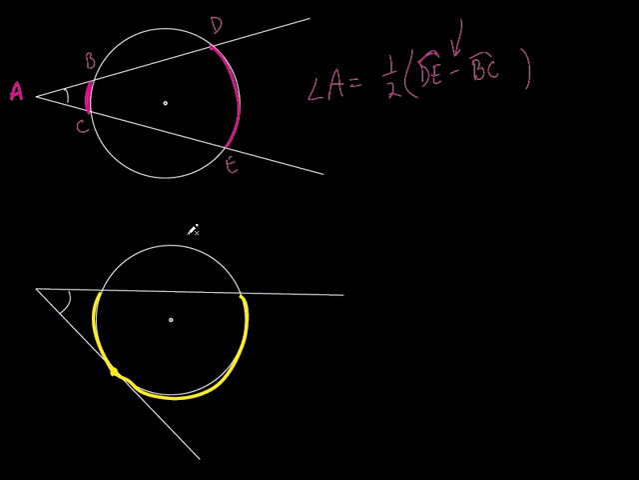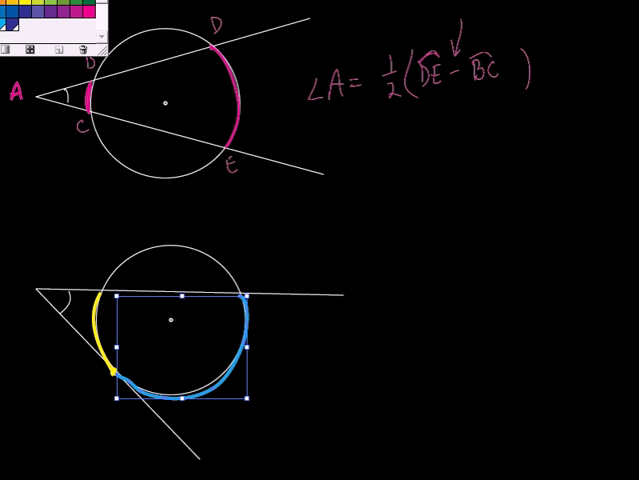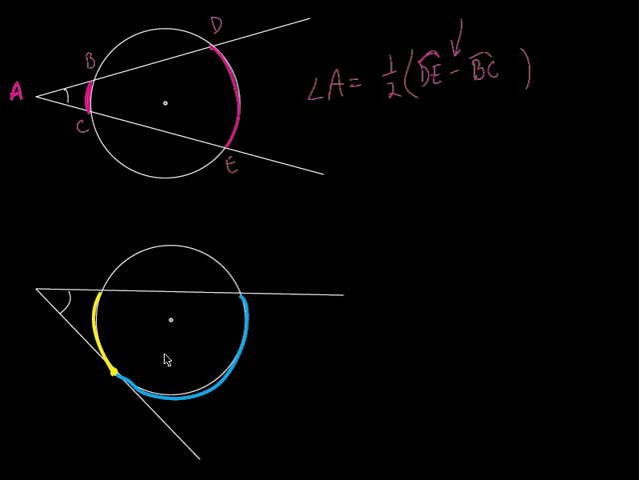Actually, let's do that in a different color. Blue. All right. So there you go. Do you see those two arcs that are formed right there? Those are the two arcs formed by the two lines, by this angle. This angle cuts off this yellow arc, and it cuts off this blue arc. So guess what we're going to do? To find this angle, we're going to subtract the two arcs from each other, and then take what? Half of it. So take the blue one minus the yellow one, and take half of it.